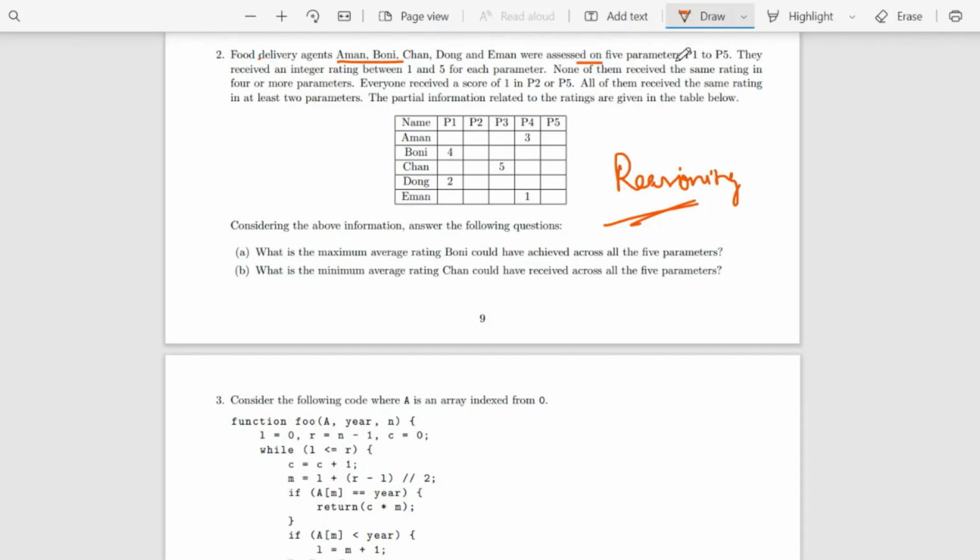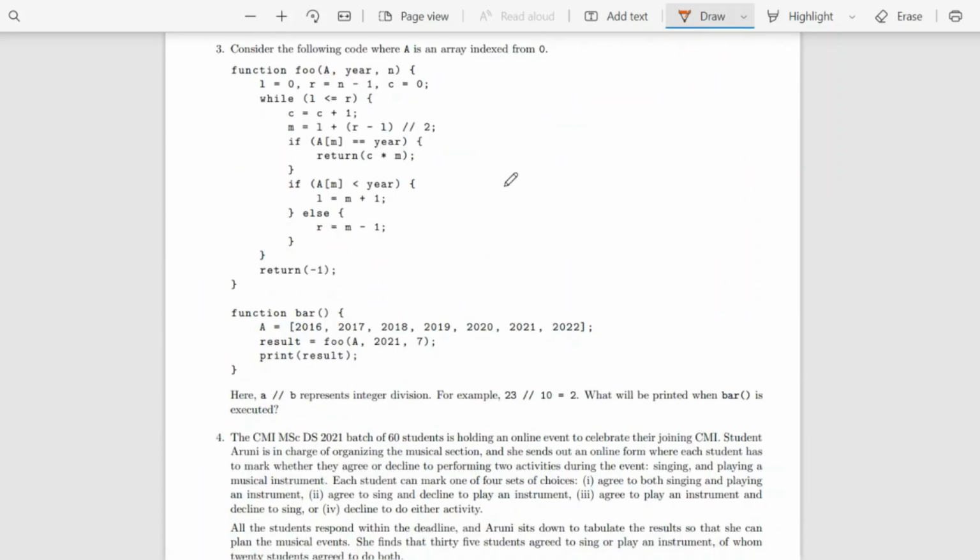Some names are given, with an assessment based on 5 parameters, and some information will be given. Some information you have to find based on this particular information, and then you have to answer these questions. You are not going to apply some concept here, just basic intuition or some reasoning concept. Then again, a coding question, obviously coding is the major part.